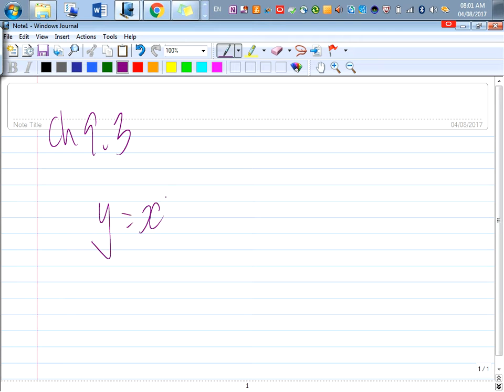y equals to x squared. What does this graph look like? Wei Hao? What does this graph look like? Hurry up. Is it a straight line? Yes or no? Yes, sir.